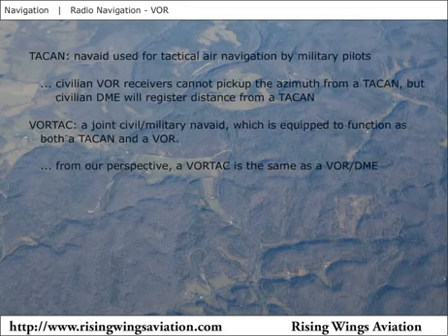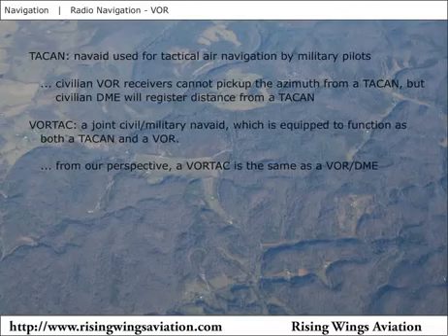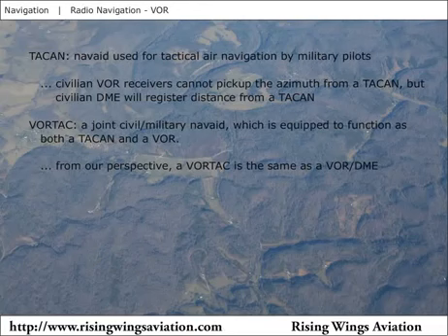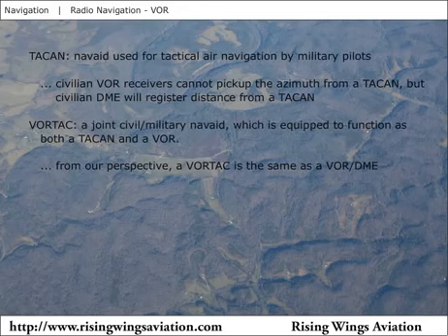A TACAN is a ground-based navigational aid used for tactical air navigation by military aircraft. Its operation is not very similar to a VOR/DME, and the azimuth transmitted from a TACAN can only be received by military aircraft. Civilian aircraft, however, can receive the DME portion of a TACAN. It's common for a TACAN transmitter to be fitted with equipment which allows it to be used as a VOR or a TACAN. These joint civil-military navigational aids are called VORTACs. From the civilian user perspective, a VORTAC is identical in use and function to a VOR/DME.